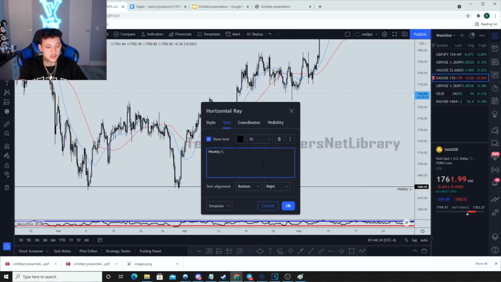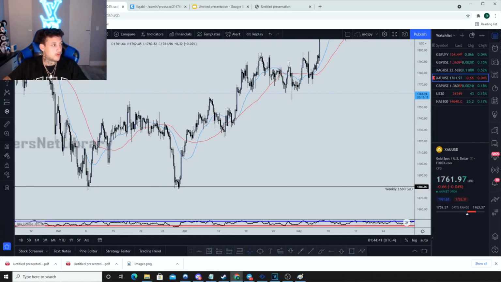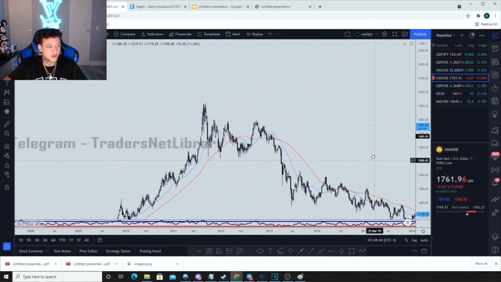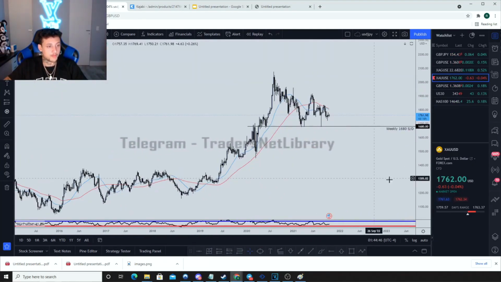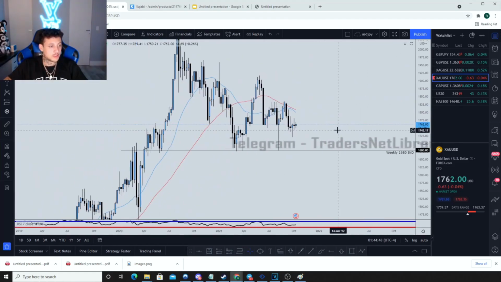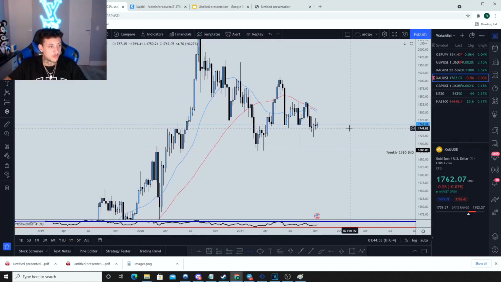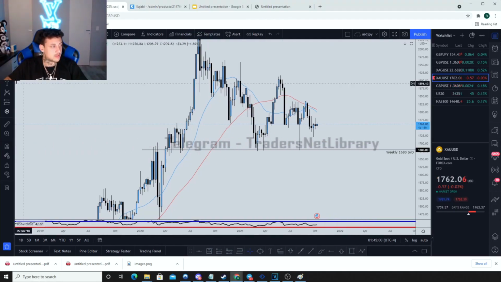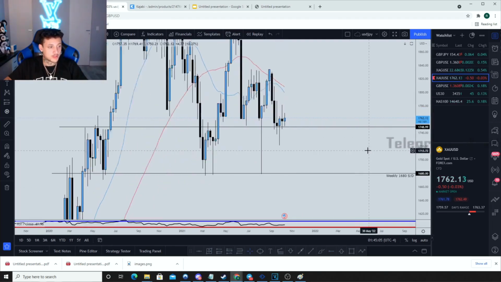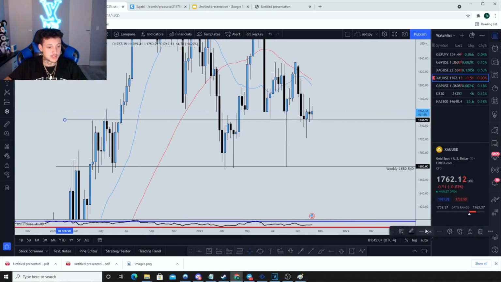Weekly 1680 supply and demand. Right, so there we go. I have my first level marked off there on the weekly time frame. Now I'm just going to continue, which this could be another level right here, but this is probably going to look better off on the daily. 1748. So I'm going to mark this off here as well, because notice, actually I'll explain that in a second.